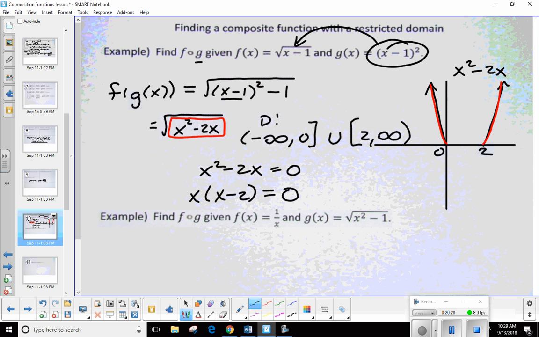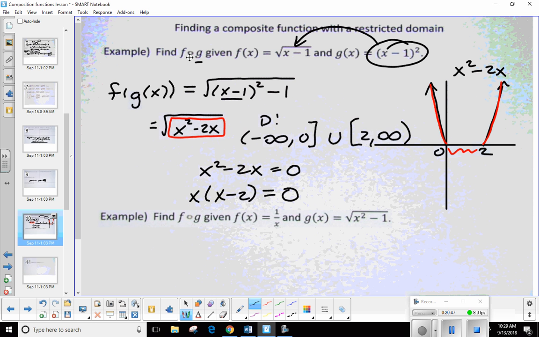So it's only this little interval here, not including the 0 or 2. We have those in our domain. Any value of x between those would make the radicand negative. So if I were to take the square root of it, it would go imaginary. We'd have to throw it out.